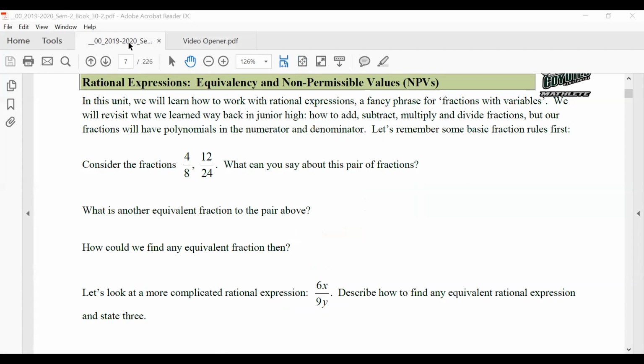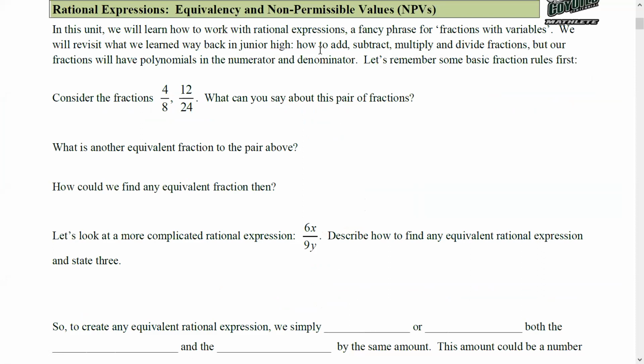Now, I want you to remember that you've been working with rational numbers for a long time. In fact, since elementary school. A rational number is nothing more than a fraction. So before we start looking at fractions in grade 12, what I want to do in each lesson is go back and talk about fractions from elementary school.